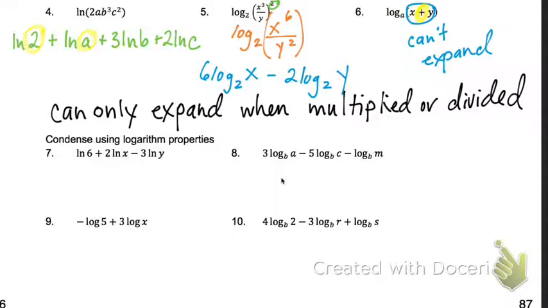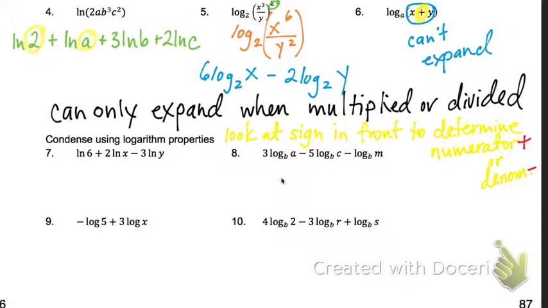Okay, for 7 through 10, we're just going to do the opposite. My only suggestion for this is, because you have to determine what goes on the numerator and what goes on the denominator, always look for the sign in front. So look at the sign in front to determine numerator or denominator. If there's a plus sign in front of it, or if it's positive, it gets the numerator. If there's a minus sign in front, then it goes to the denominator.